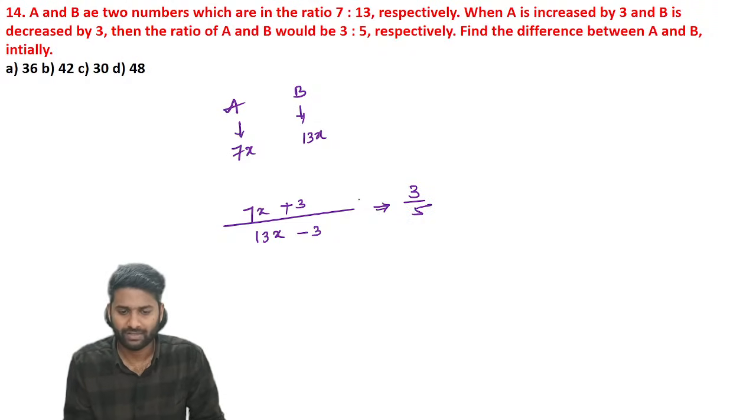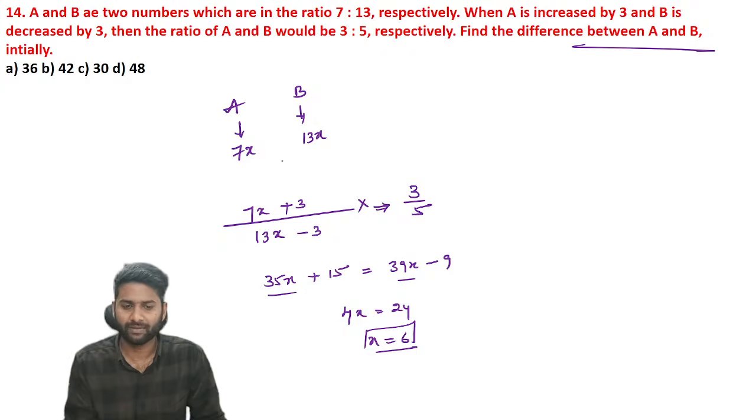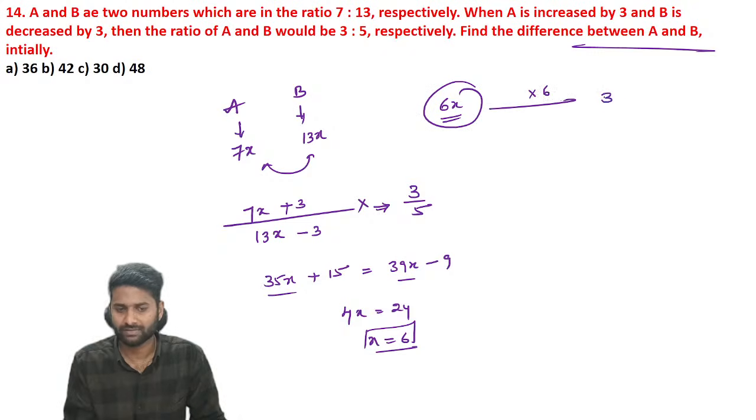So cross multiply them. So 5 times 7x plus 3, that is 35x plus 15, is equal to 39x minus 9. So just find the difference. Here the difference is 4x. If you take the other side, you have to add the numbers. It becomes 24. Then x is equal to 6. Now the question: what is the difference between A and B? The difference between A and B is again 6x. Now the x value we already know is 6. 6 into 6 is equal to 36.